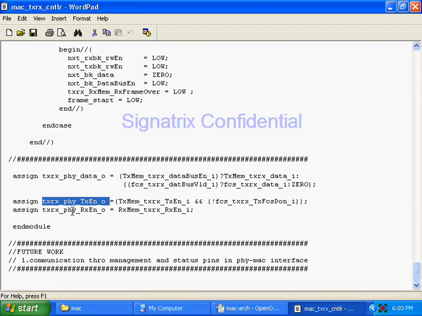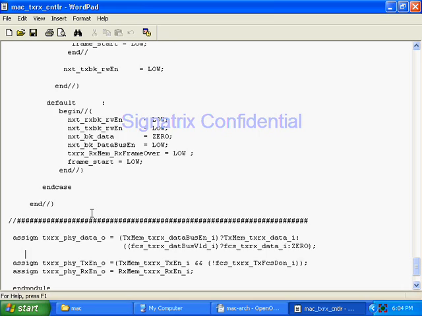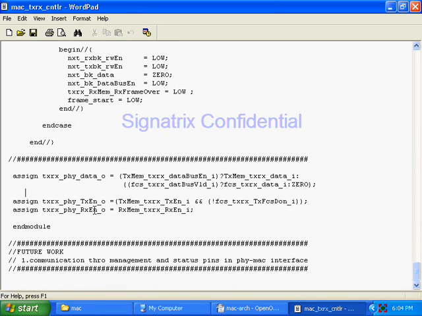Next, TX enable and RX enable. These signals are generated based on the TX memory signal and RX memory signal. Okay, so this is the content of this TX-RX MAC controller module. Here I also mentioned future work: communication through management, that a single bit interface we can implement.